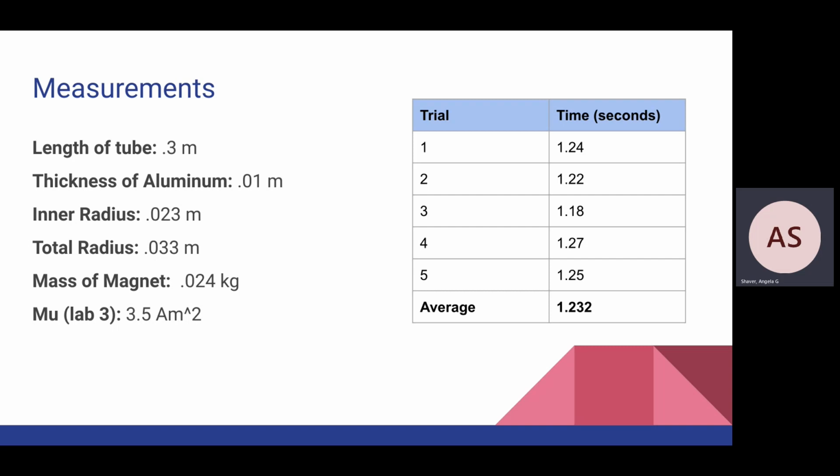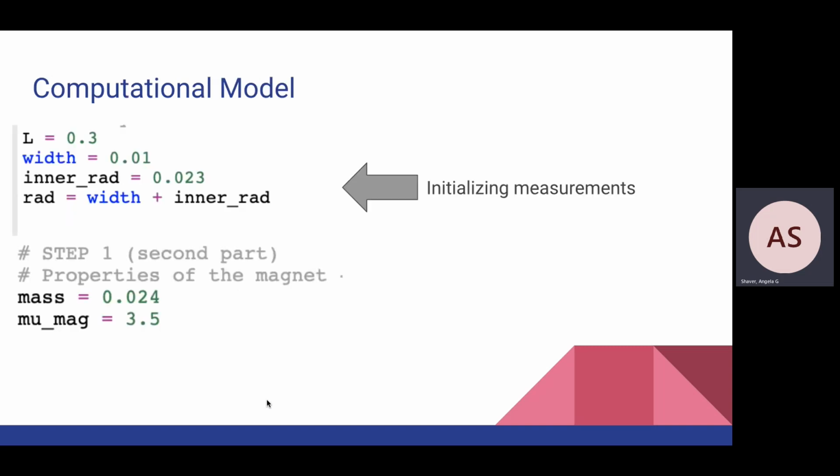On the right side of the screen, you can see the times for each trial of how long it took the magnet to leave the tube, and so you can see that the average time for all 5 trials was 1.232 seconds. Moving on to the computational model for this experiment. For step 1, I initialized the code using the data shown on the last slide.